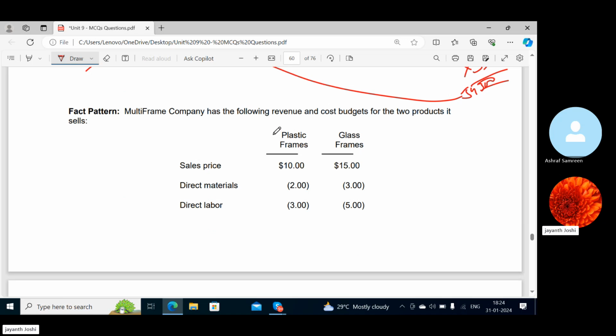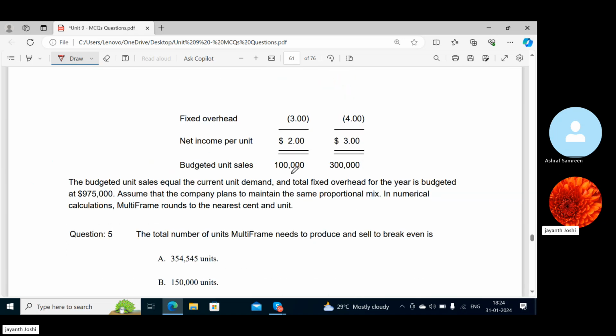Multi-frame company has the following revenue and cost budgets for the two products. These are the plastic frames and glass frames given. The revenue and cost budgets, because they have given per unit selling price and all the variable costs. They have given the number of units as well. Budgeted unit sales equal the current unit demand, and total fixed overhead for the year is this. Assume that company plans to maintain the same proportional mix. In numerical calculations, multi-frame rounds to the nearest cent and unit.